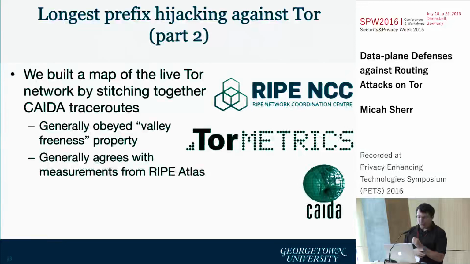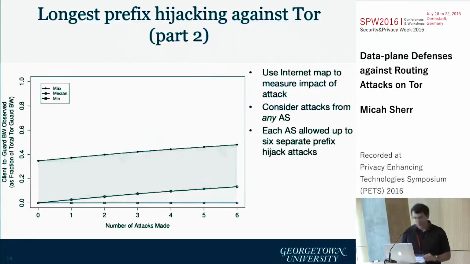So one thing that we did in this work is we built a map of the live Tor network. We did this by taking traceroutes from Kata, which is a great service. It has distributed vantage points of the internet, and we stitched these things together. And we verified it using RIPE and some other different sources to show that this generally is an accurate map.